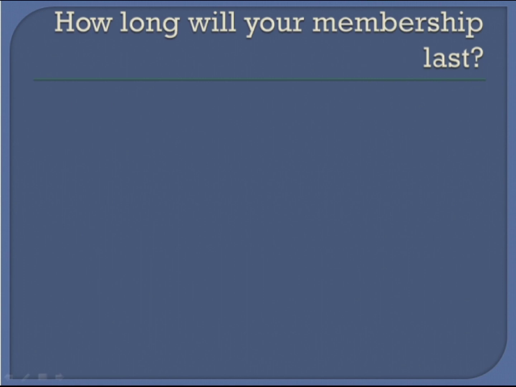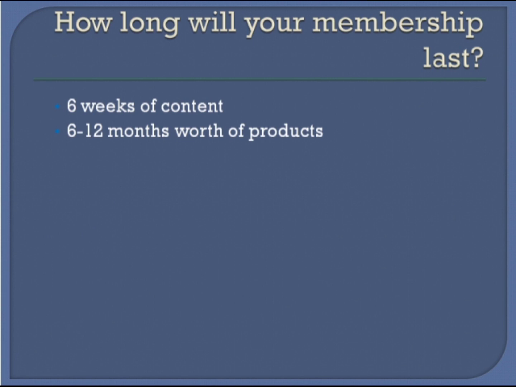Then you're going to need to know how long your membership site will last. What you can do initially is gather all the content and see how much content you have and what kind of content you might need to add. That will tell you how long your membership site will last realistically. You could have 6 weeks of content. You could have 6 to 12 months worth of products. It really depends on your audience and who is buying your products.